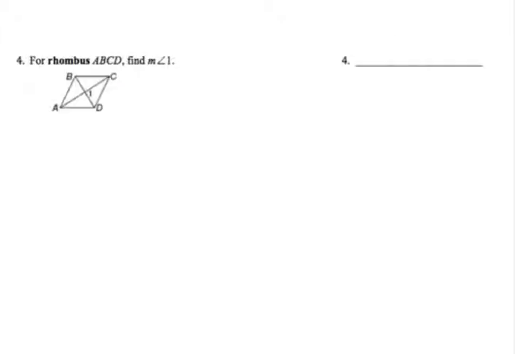So let's go ahead and take a look at number 4. For the rhombus, it wants us to find the measure of angle 1. And this one is actually really easy if you know your properties of rhombi. So we know that all diagonals in a rhombus are perpendicular, which means that angle 1 is a right angle. Now remember that a right angle is 90 degrees. So for number 4, it's 90 degrees.